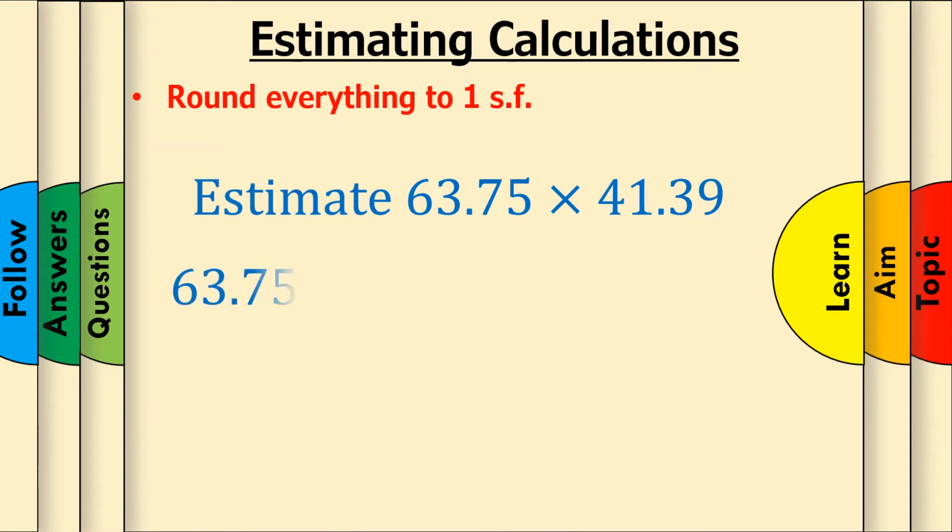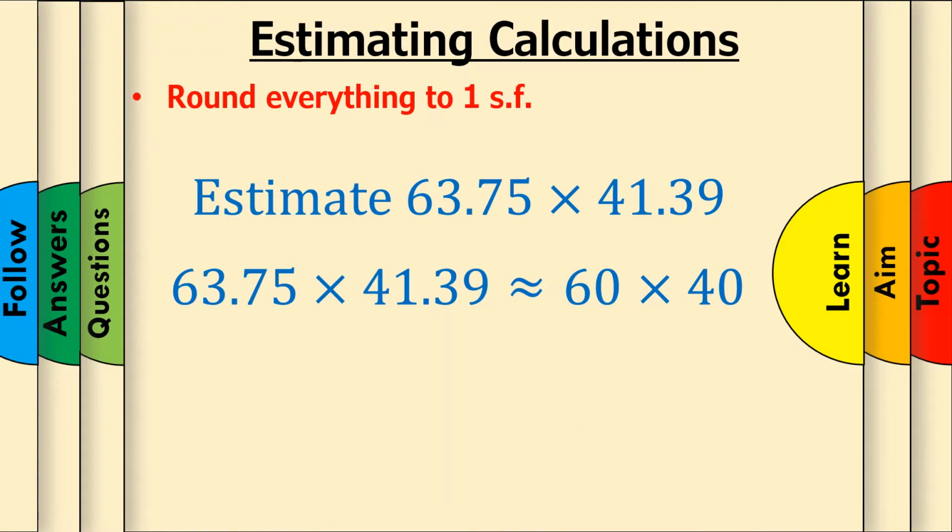With these questions, it's best to show your working clearly, so both you and the examiner know what you're doing. Once you've drawn your squiggly equal sign, you can round every number in the calculation to one sig fig. 63.75 rounds to 60 and 41.39 rounds to 40. 60 times 40 is now a much easier calculation, which we can do in our head, to get the estimated answer of 2,400.